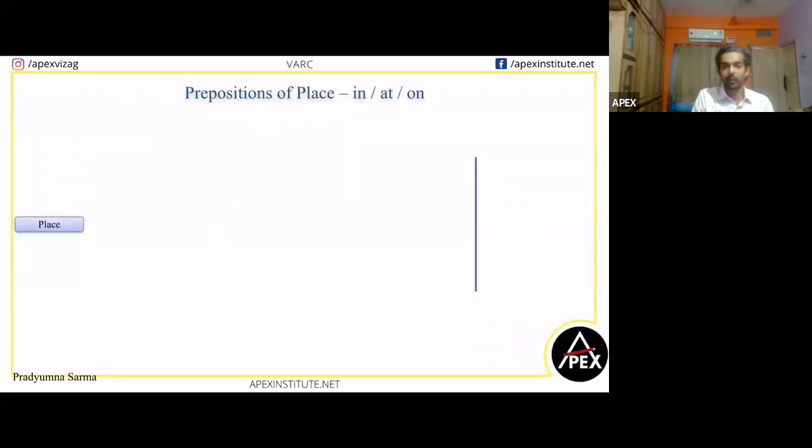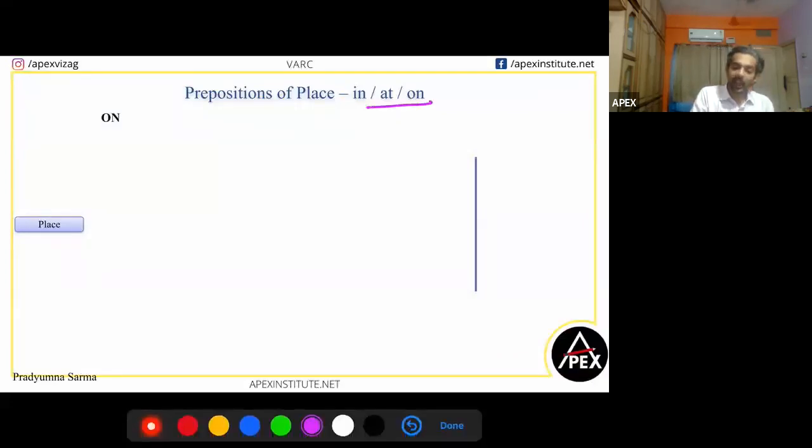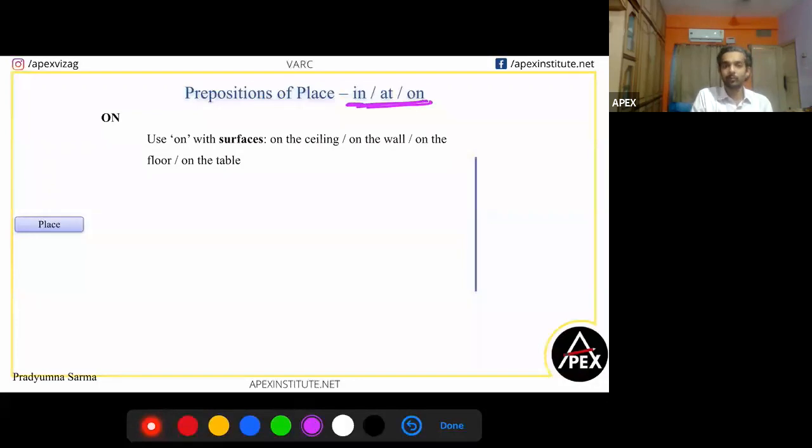Now, there is something called a preposition of place. What are prepositions of place? In, at, and on. We use on with surfaces. For example, it's on the table. We use it with places. I stayed on Mowi. I stay on the fourth floor. And we use on with directions. So please just note down what I'm underlining.